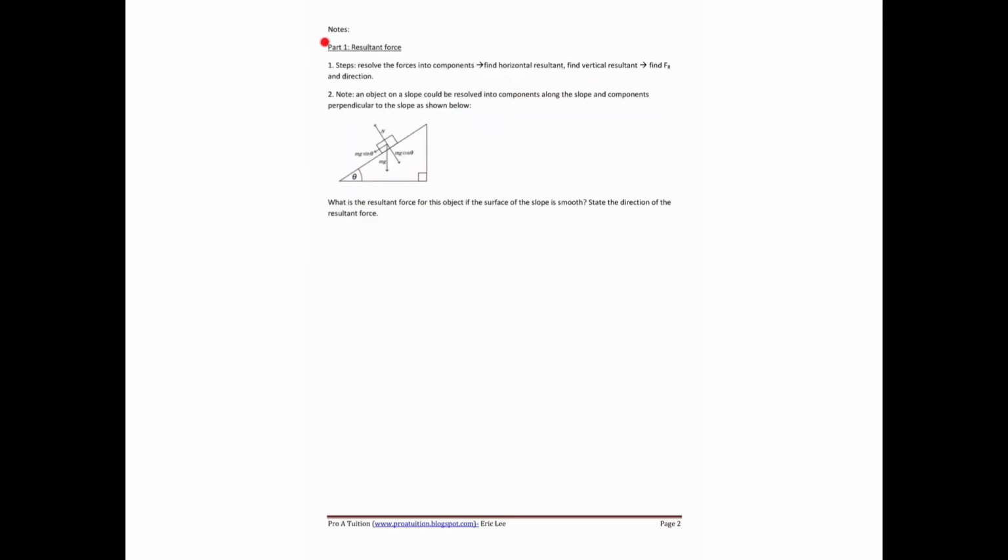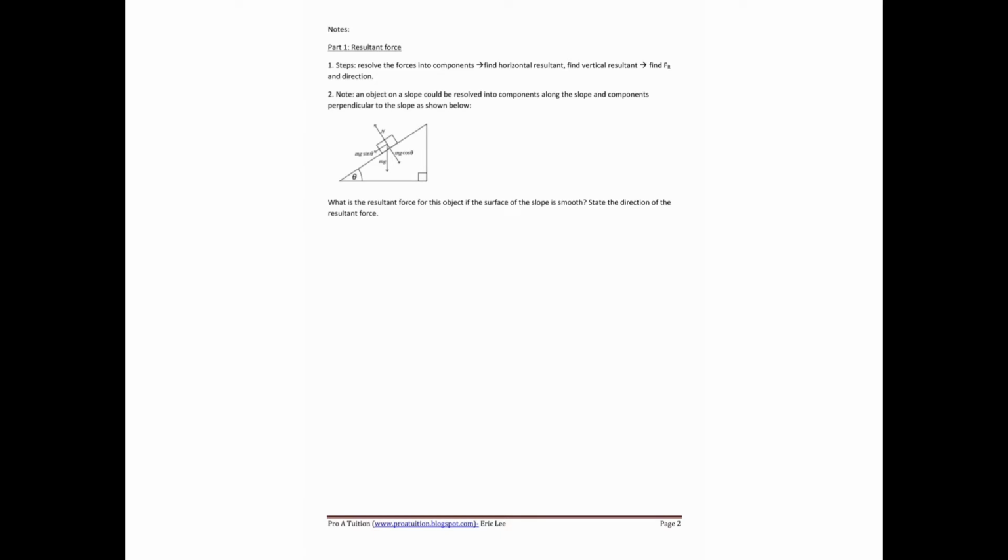So this is the starting of the notes. Part 1, resultant force. So to find resultant force, we follow the following steps. So the first step is to resolve the forces into components. Okay, so resolve into components.